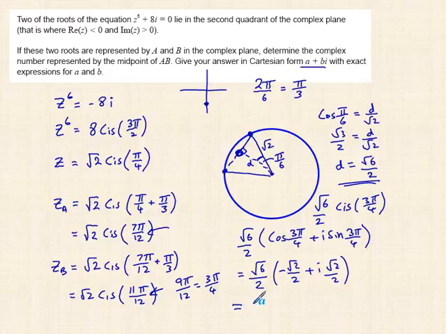So that gives us negative root 12 over 4 plus i root 12 over 4. Don't forget, root 12 is equal to 2 root 3. So we can cancel this down to minus root 3 over 2 plus i root 3 over 2.